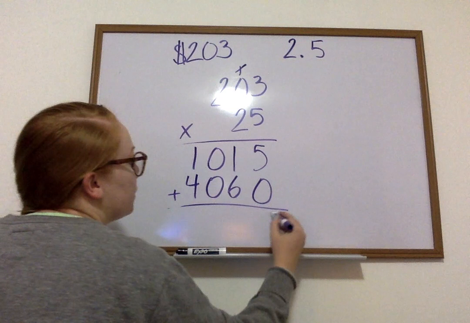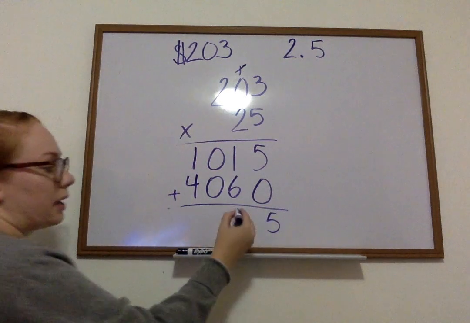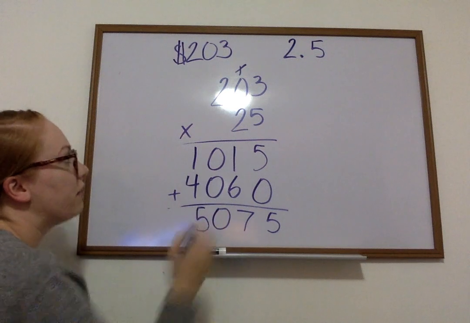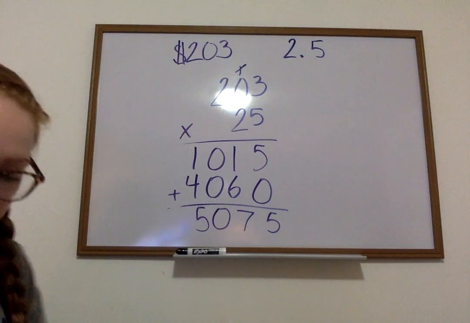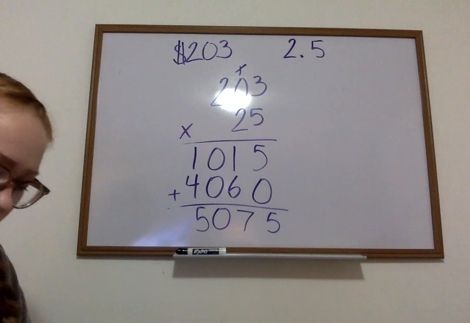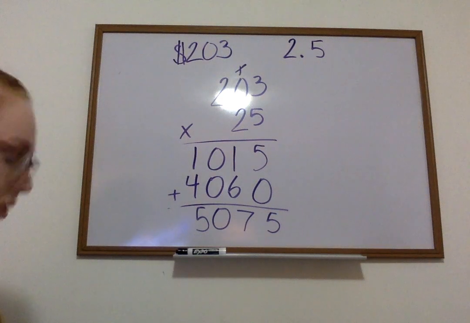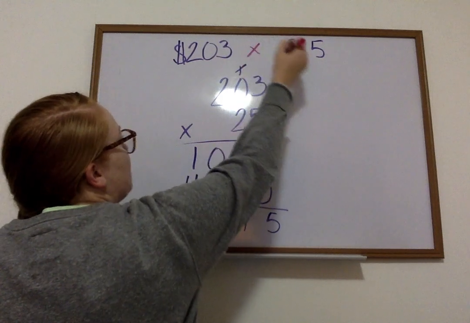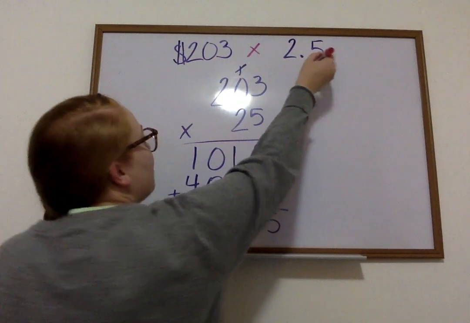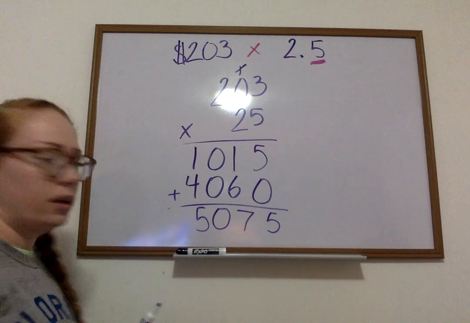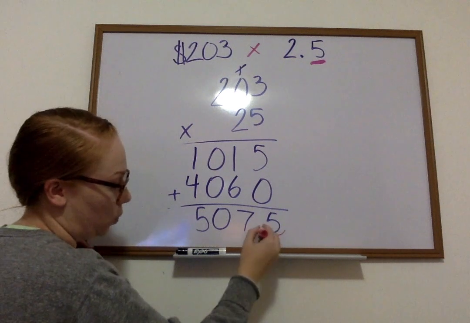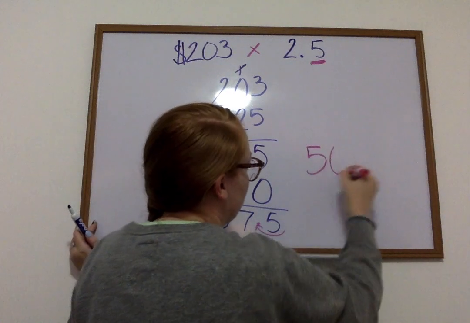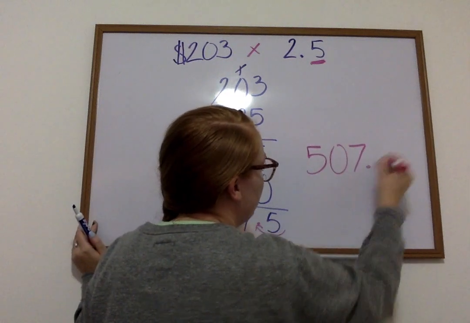Now I add them up. 1 plus 6 is 7. 0 plus 0 is 0. 4 plus 1 is 5. Same thing, I go back to my equation, and I see how many decimals are going to be in my equation. So if we had 203 times 2.5, I'm only seeing one decimal here. So I'm going to go back to my answer and move one spot, rewrite my number, 507.5.